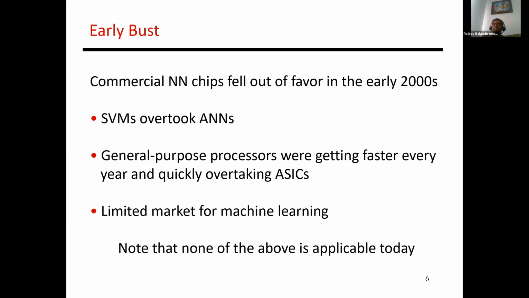None of these factors apply today. Today there's a big market for machine learning and for deep neural networks. There is no competing technology out there that is threatening to overtake artificial neural networks. And general purpose processors are not getting that much faster. That's another reason why we believe that upward trend is going to persist.